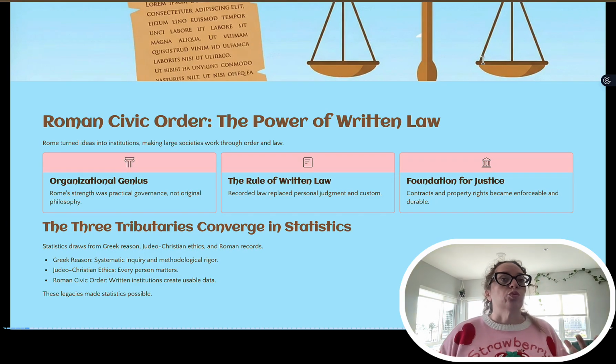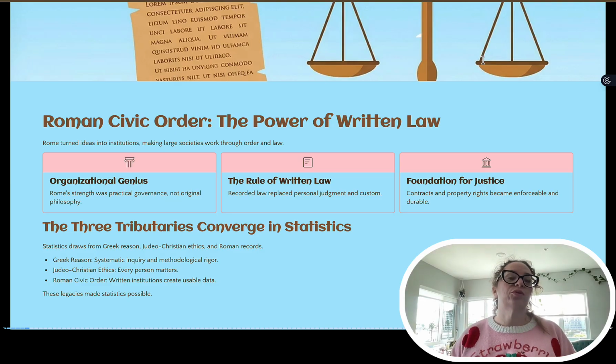The third river is Rome, and Rome is where the first two rivers come together and get institutionalized, turned from ideas into functioning social structures that affect daily life for ordinary people and have affected it for thousands of years.